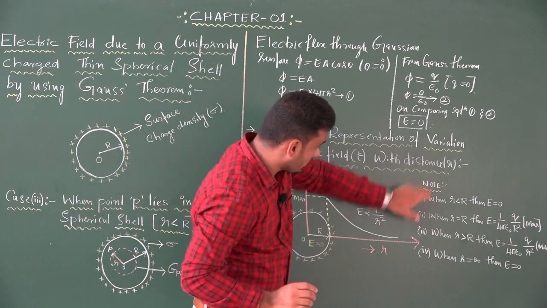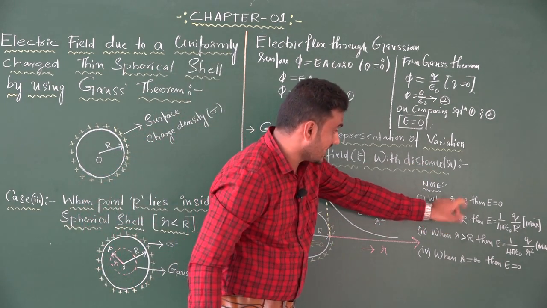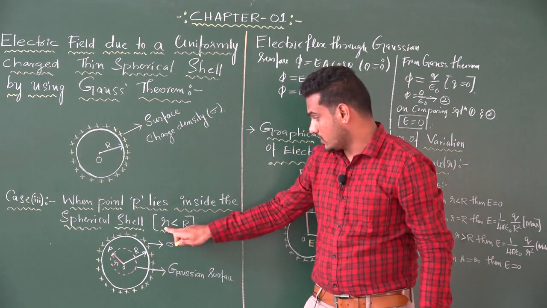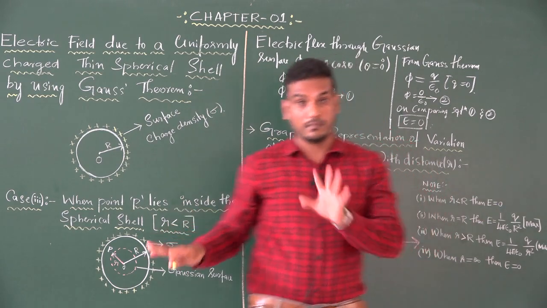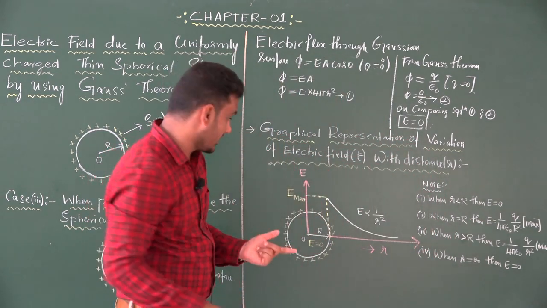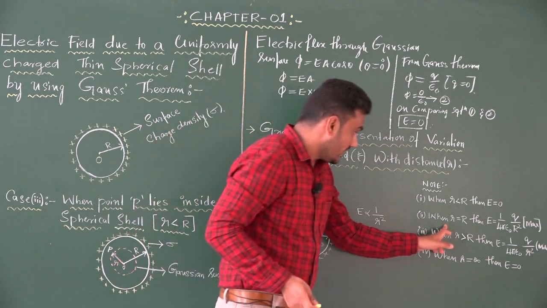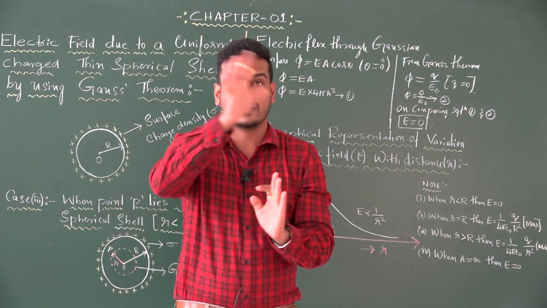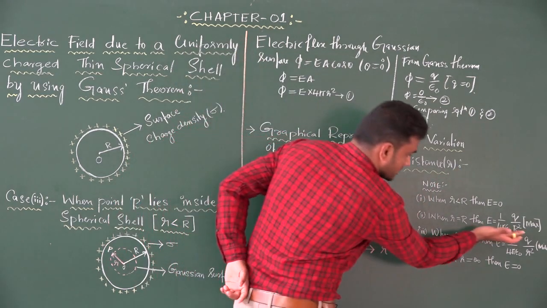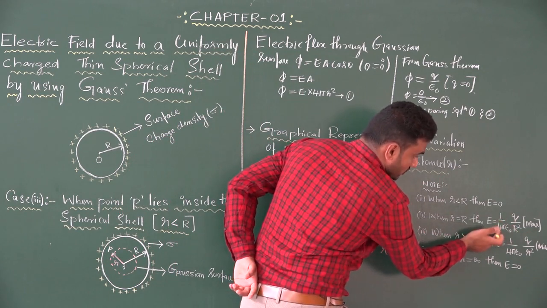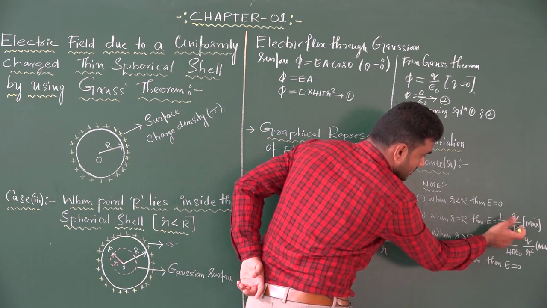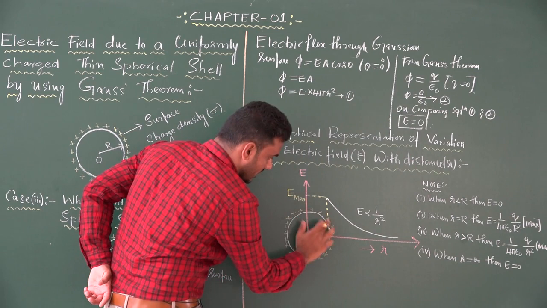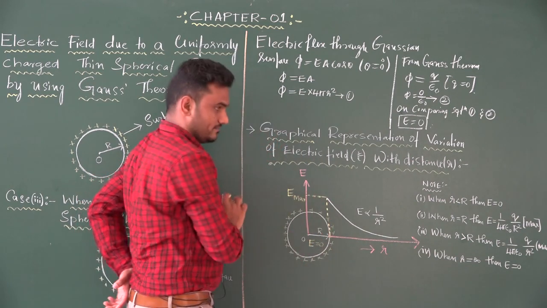Look at this, note 1, when small letter r is less than capital letter R, then E is equal to 0, which means electric field inside the spherical conductor is 0. Then when small letter r is equal to capital letter R, that is when the point P lies on the surface of a spherical conductor, we got the equation like this: E is equal to 1 over 4 pi epsilon naught q divided by capital letter R square. So electric field is maximum on the surface of a spherical conductor.